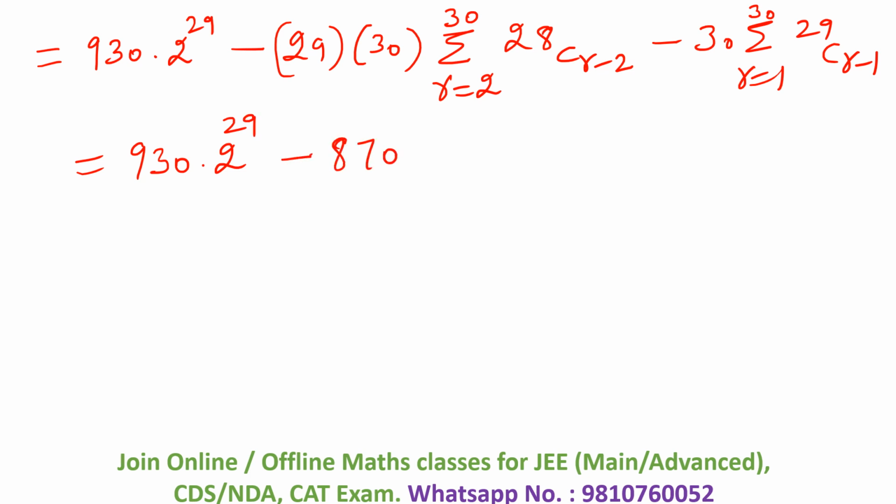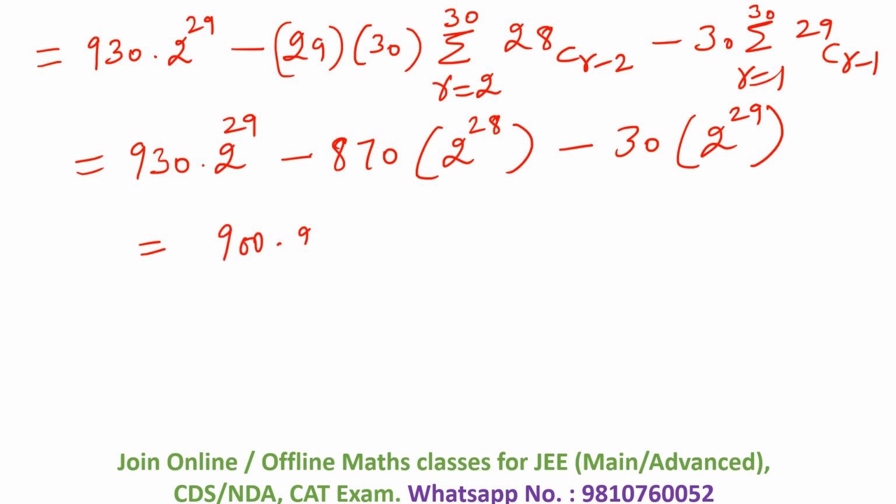Now students, what is the value of this summation? It is 28C0 plus 28C1 and so on till 28C28, which is nothing but 2 to the power 28. Just use the third formula. Minus 30 into, now this summation becomes 2 to the power 29 because it is nothing but 29C0 plus 29C1 and so on till 29C29. Now students, just do the calculations.